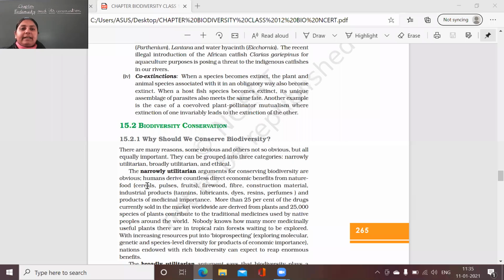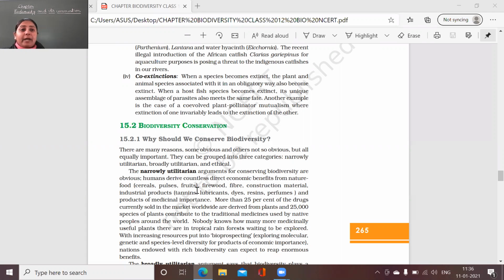So first is the narrow utilitarian arguments. So what he said is that we as humans have to conserve biodiversity because it is obvious for us. We human beings are deriving countless benefits from nature and the natural species. ठीक है, हम ह्यूमंस की बहुत सारी डिमांड्स नेचर से सेटिस्फाई होती हैं. We are dependent on nature for obtaining various things.